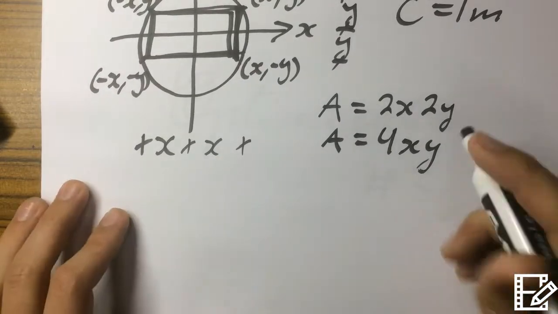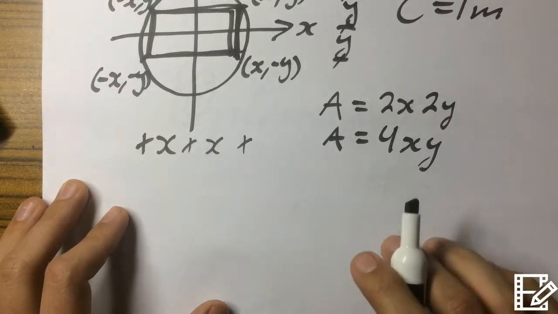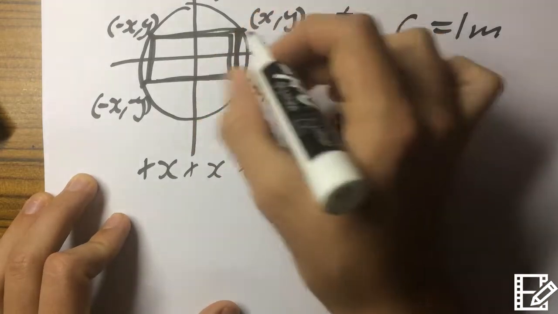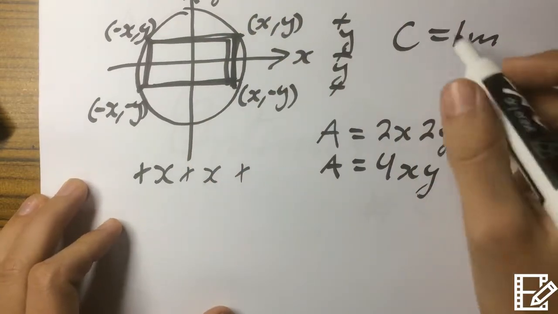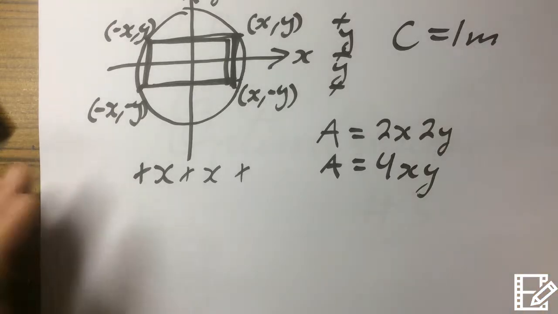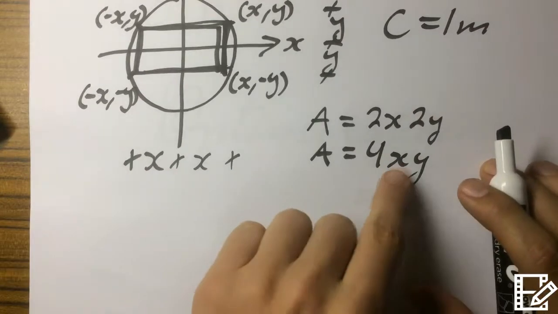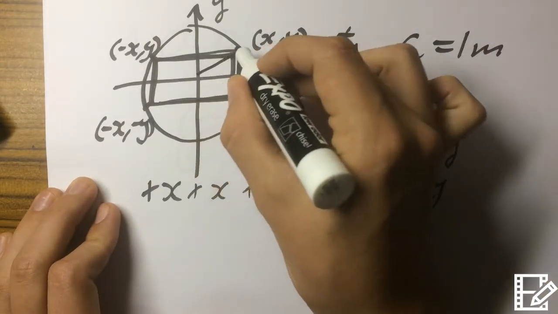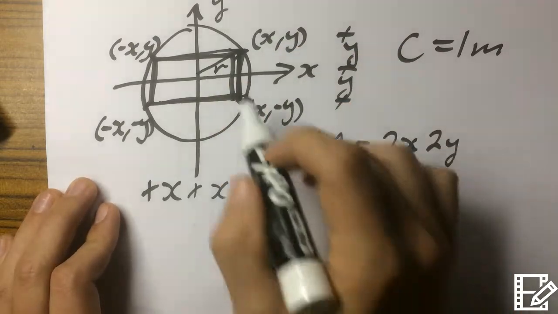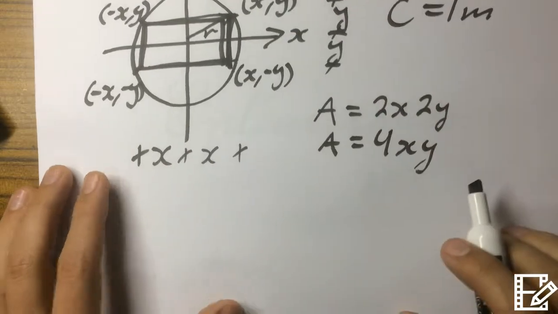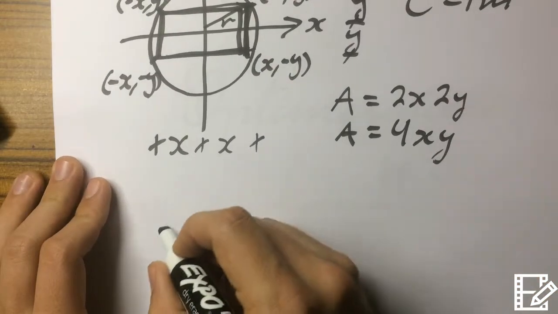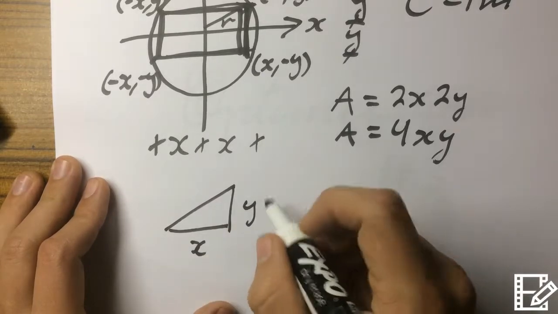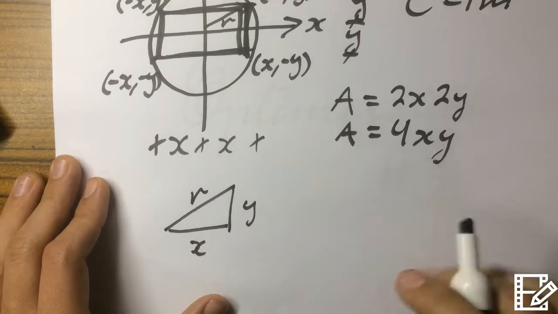Now we've got a problem because we don't know how to work this. All we've got given is the circumference, and we don't know anything else. So we have to use the circumference to find x and y. We can use the circumference to help with the radius, and once we have the radius, we can find our y and our x. So that triangle is going to look like this: this is going to be our x, this is going to be our y, and this is going to be our radius.